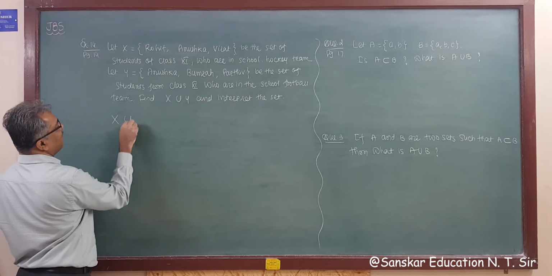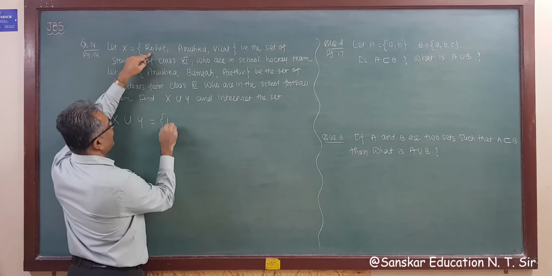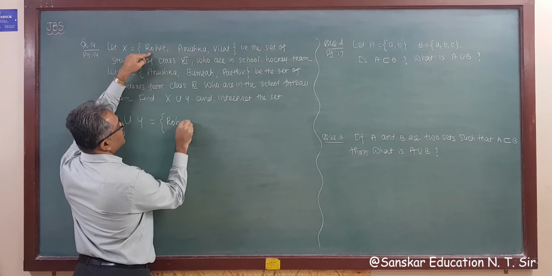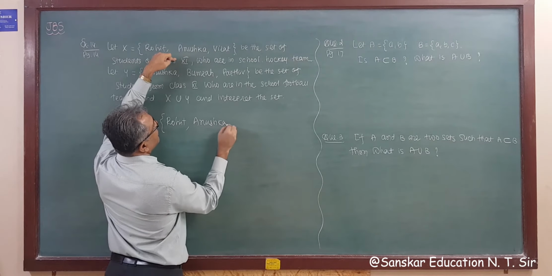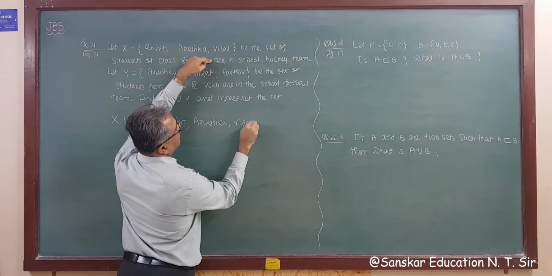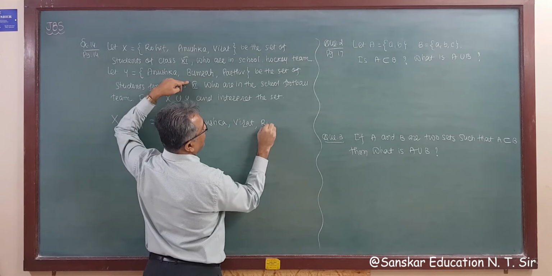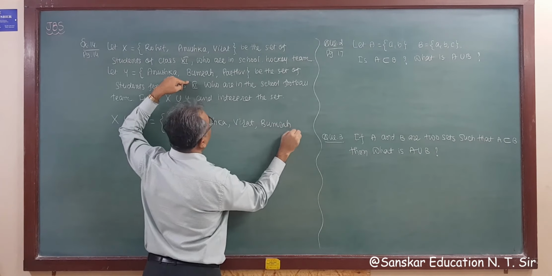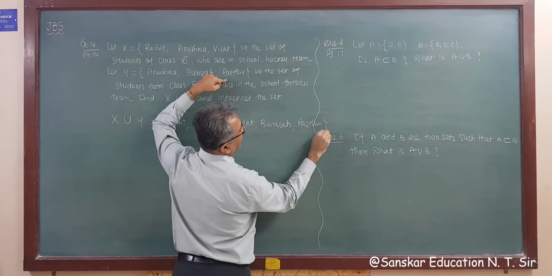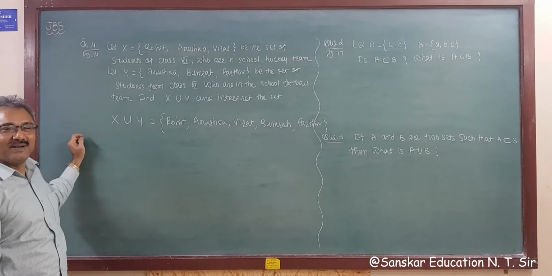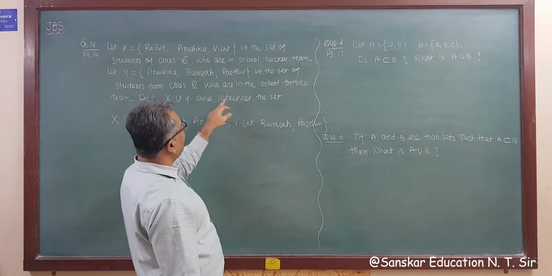So X union Y is very easy, right? You have to write down first Rohit. So Rohit, Anushka, then Virat. Now, Anushka is already there, Bumrah, and then Parthiv. Right? So this is your X union Y. It's a very easy question, right? Now find X union Y and interpret the set.